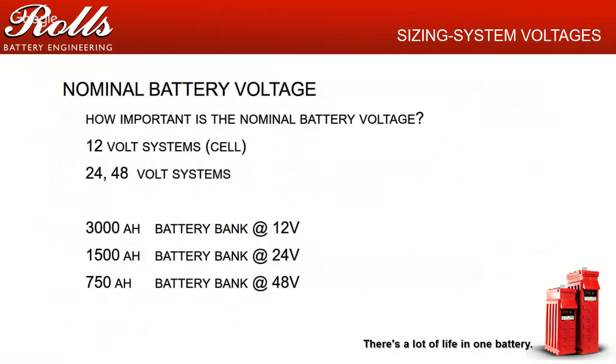The reason you'd use a 48 volt system over a 24 or 12 volt system is simple: copper. The cost of the copper is exponentially higher when you start using lower battery bank voltages, because you have to have more copper in the system to run the higher currents. So just be cautious of that.